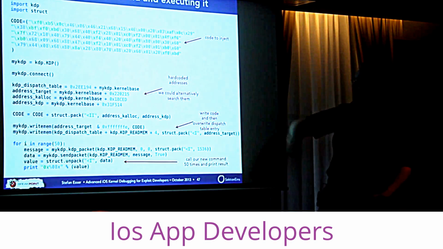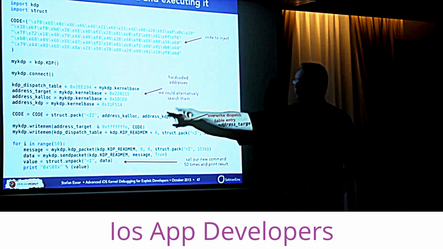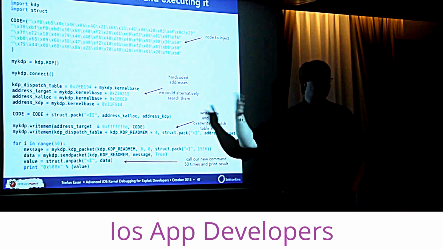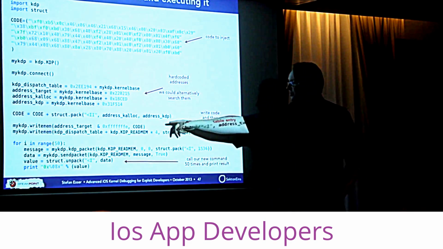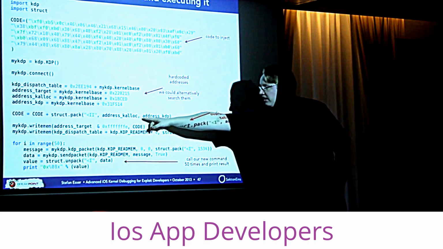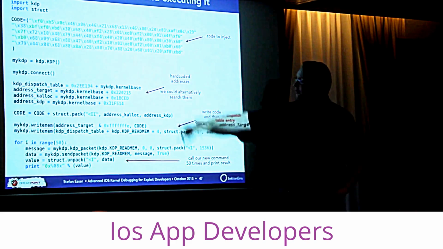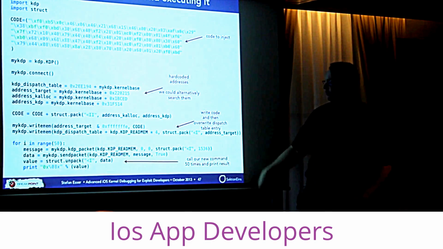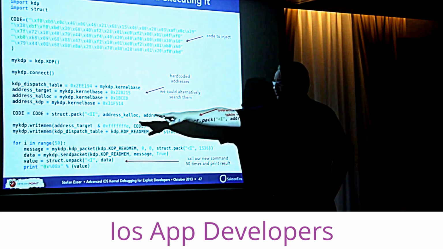Then we do our connection, we calculate some values. In this case they are hard-coded, but because you have read and write access, you can basically find them in the kernel yourself. Here they are hard-coded. You attach the KLOC, the real KLOC address and the real KDP address, to the end of the code, because that's where they were. And then you write the code into a specific target address.